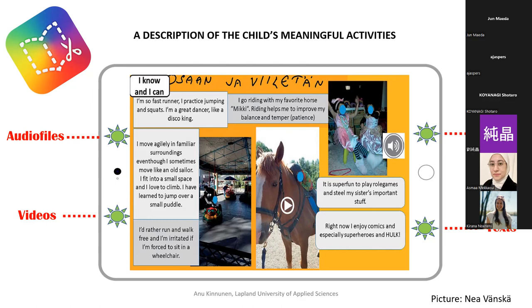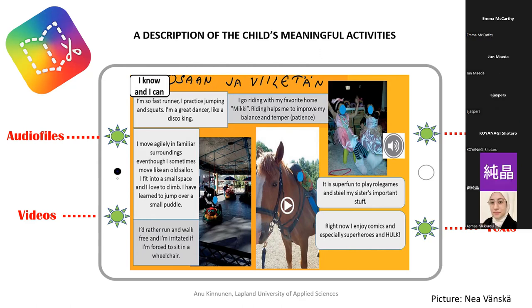The boy has wanted to tell us that he's a fast runner, a great dancer, dances like a disco king. He enjoys comics, especially superheroes and Hulk. He loves to play role games and steal my sister's important stuff. And he tells us, I'd rather run and walk free than be forced to sit in a wheelchair. That is his wish. And he loves to ride his horse, Mickey, because riding helps to improve his balance and patience. So this is a book, as you can see, one page, including texts, pictures, audio files, videos, whatever the child wants to add in the book.